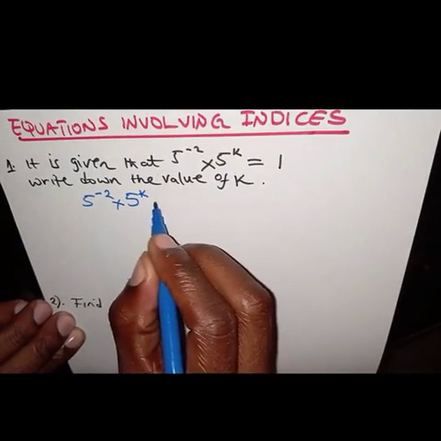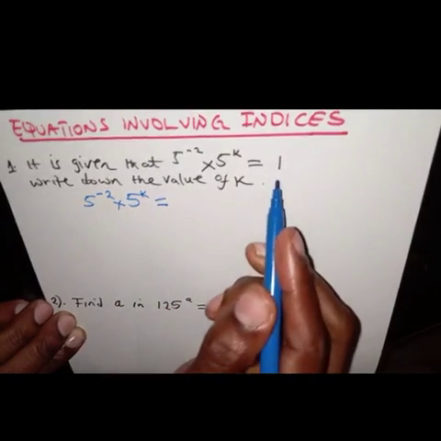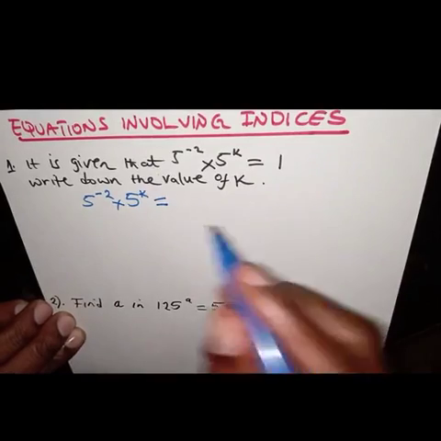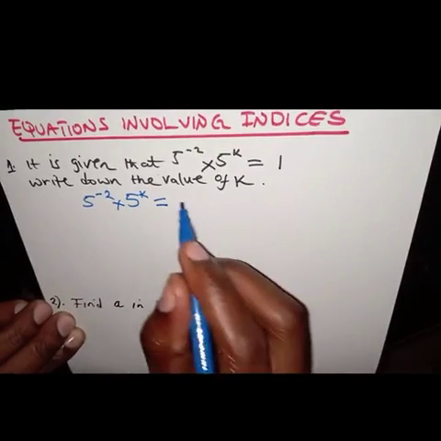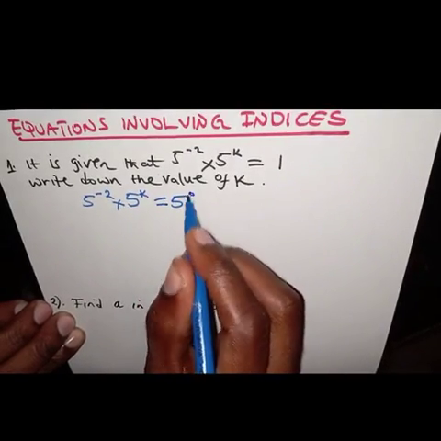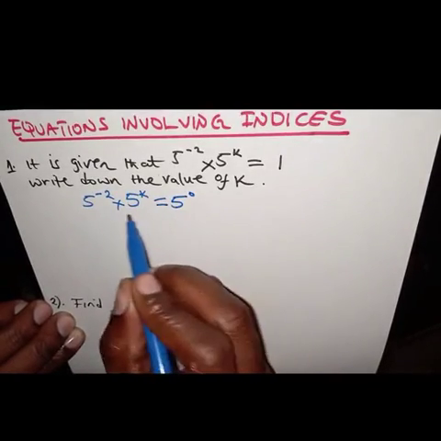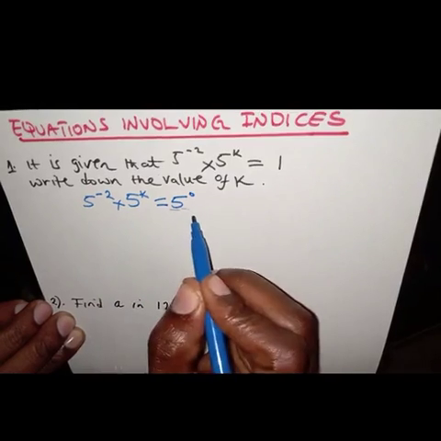Now I'll make everything to have base 5. You are aware 1. We know how we can write 1. For it to have a base 5, it is 5 to the power 0. Why have I picked 5? Because I want it to have the same bases on both sides, right?